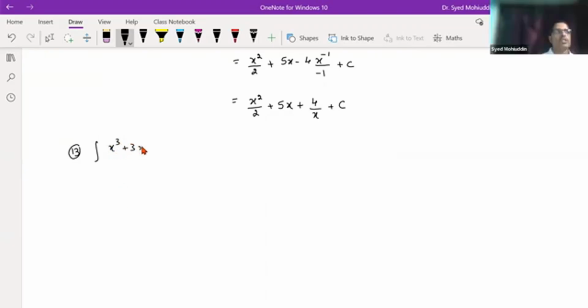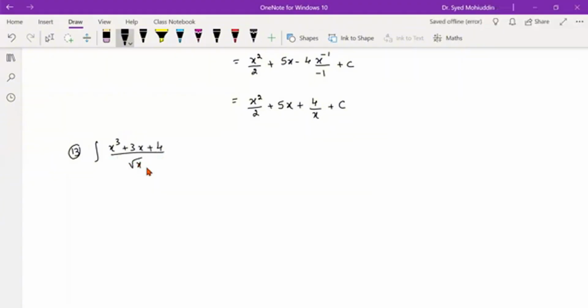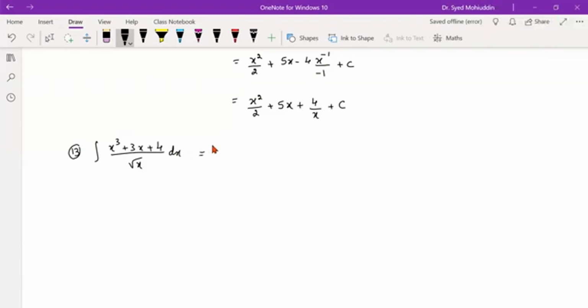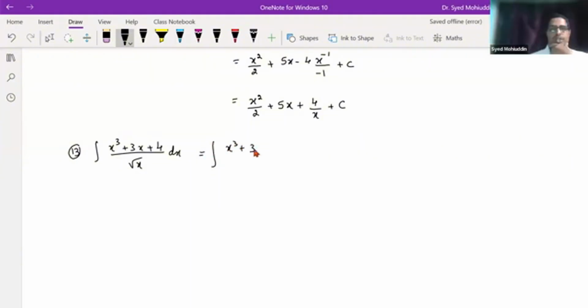Plus 3x plus 4 divided by root x into dx. So once again, as you know that a root represents to the power of half, you can rewrite this as x cube plus 3x plus 4 divided by x power of half, dx.